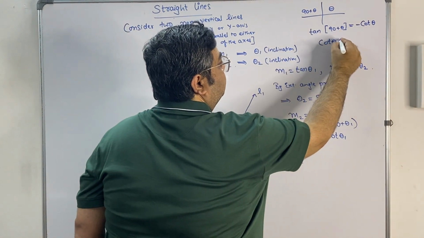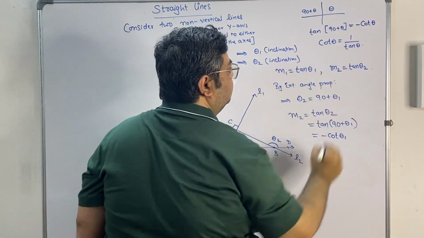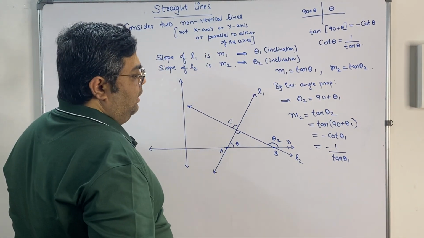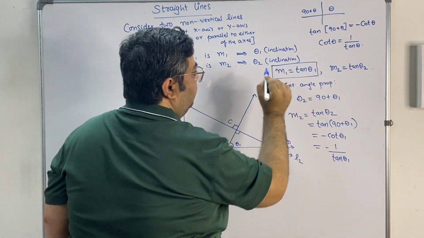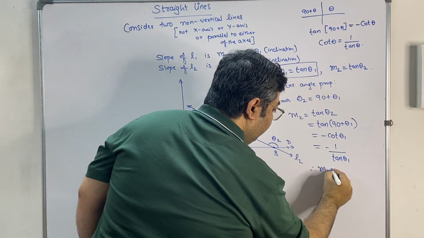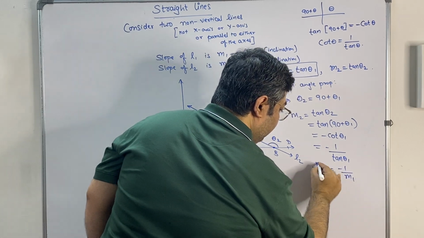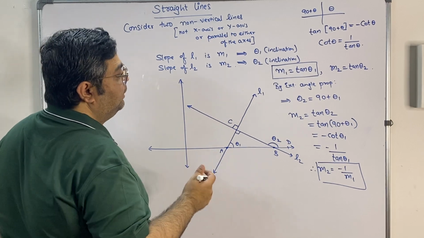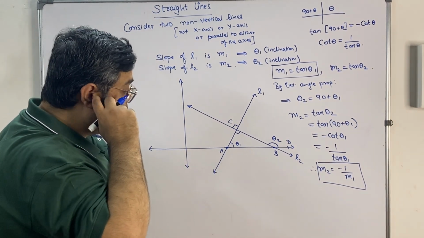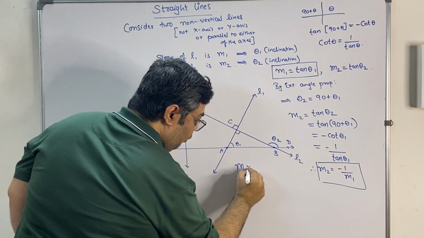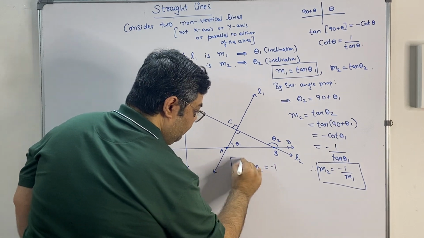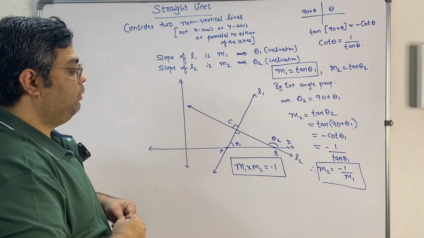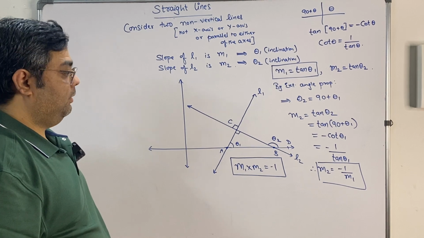What is cotangent theta? 1 over tan theta. So minus 1 over tan theta 1. Now observe tan theta 1, that is M1. So M2 is minus 1 over M1, the relationship between slopes of two perpendicular lines. So we say if L1 and L2 are two perpendicular lines such that M1 and M2 are their slopes, the product of their slopes is minus 1. So if you want to prove that two lines are perpendicular to each other, we simply have to prove that the product of their slopes is minus 1.